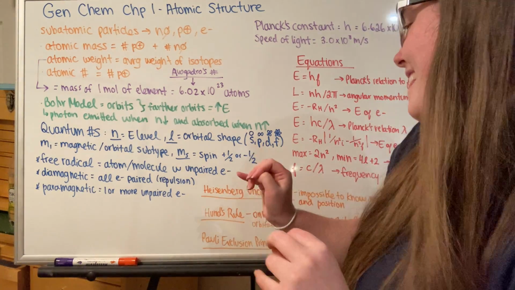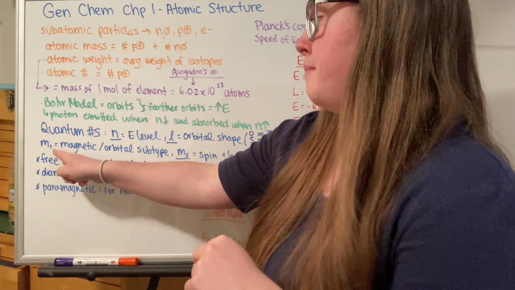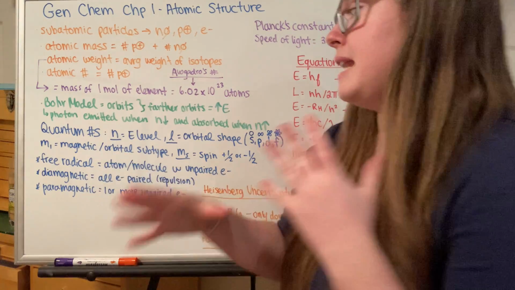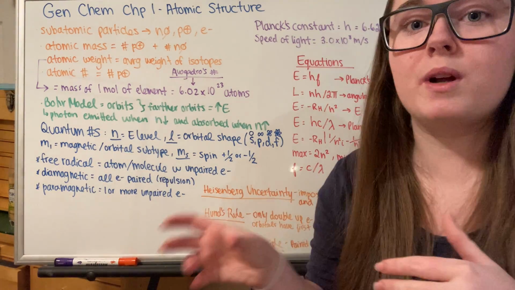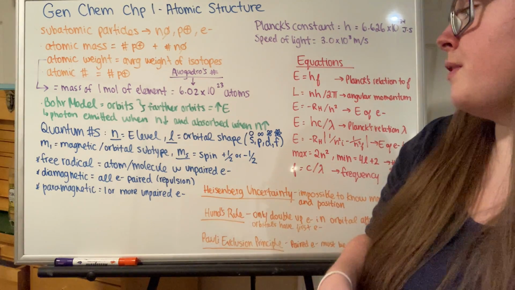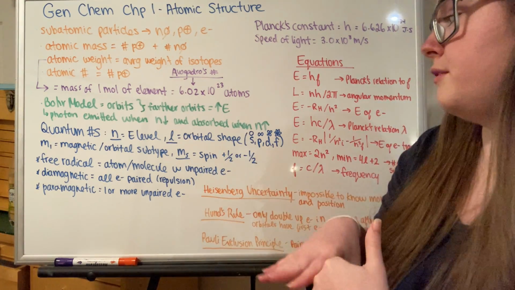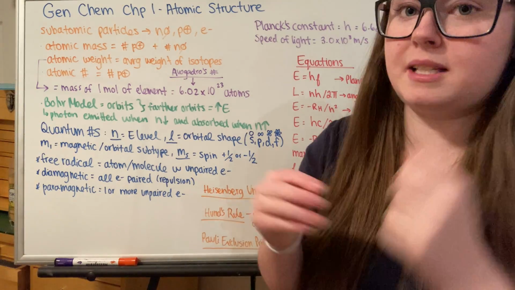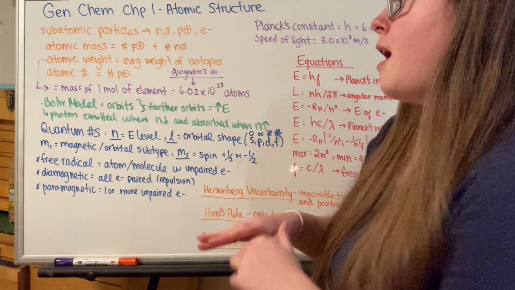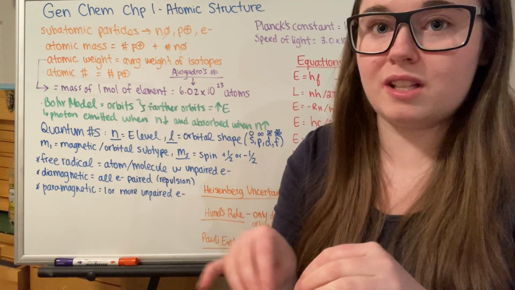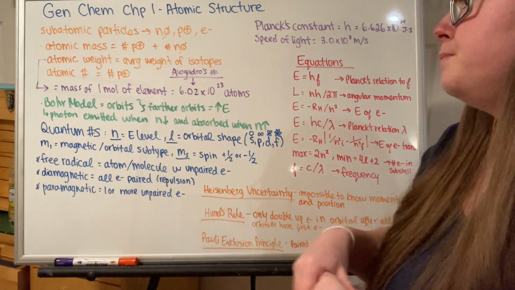Then we have M, okay, the first M is the magnetic or orbital subtype quantum number. Then you have MS, which is the spin, a positive or negative half. It will represent the spin of that specific electron. And these quantum numbers are basically used to be able to identify specific electrons in an atom, okay?